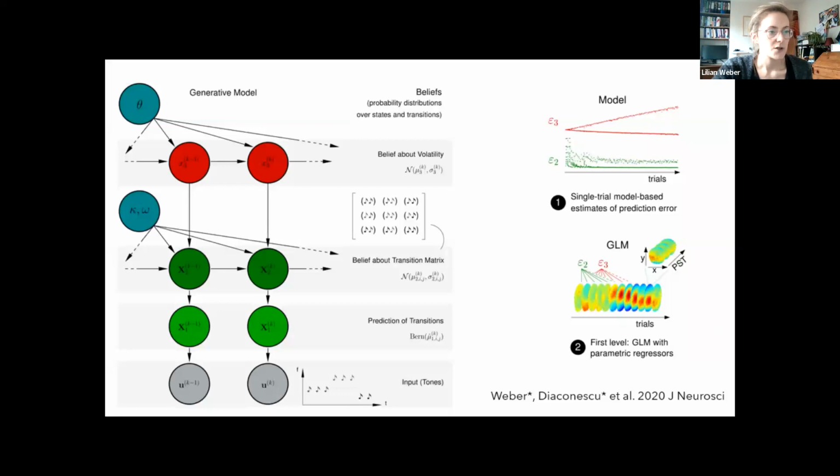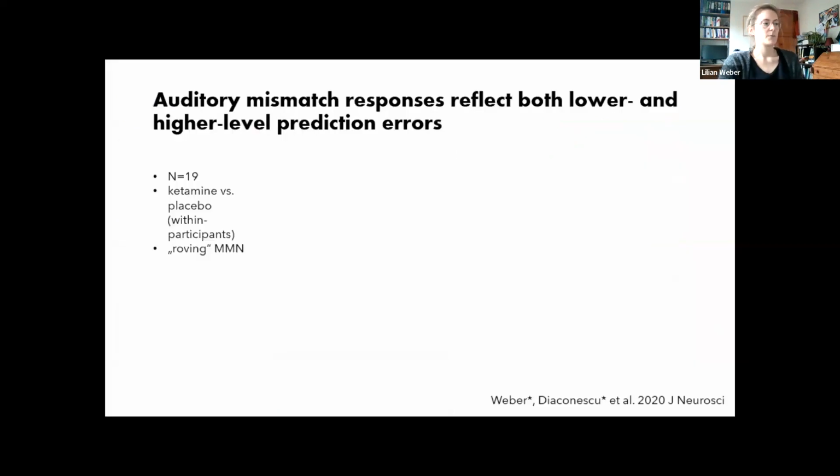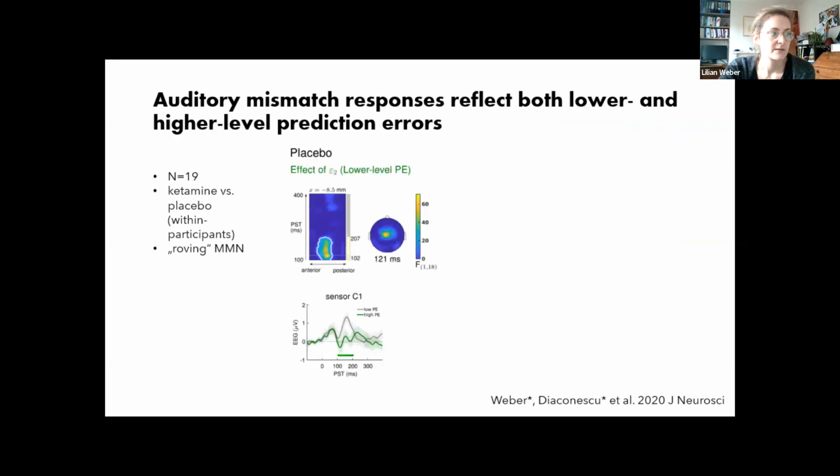And the study in which we first applied this model was a study in healthy participants who performed this MMN paradigm twice, once while they were under placebo and once while they were under ketamine. And what we found in the placebo condition was that the lower level prediction error did explain variance in the EEG signal around the time of the classical mismatch negativity component in the same sensors, such that EEG responses were more negative for higher prediction error. So exactly the way we would expect according to the MMN.